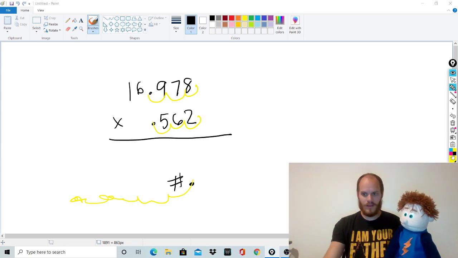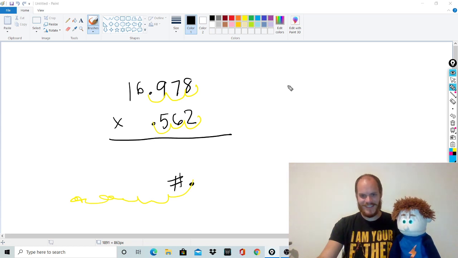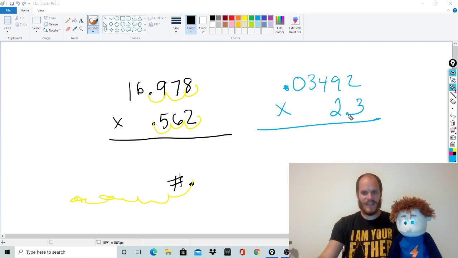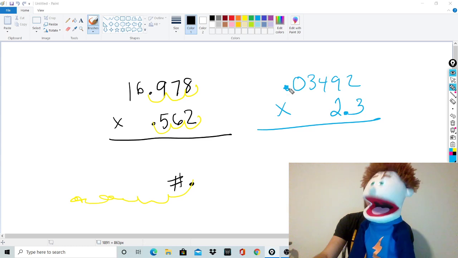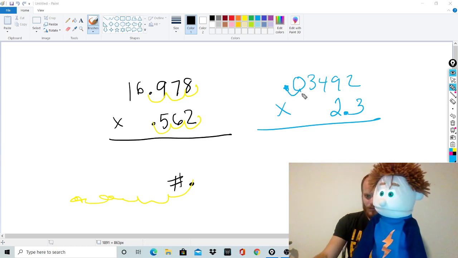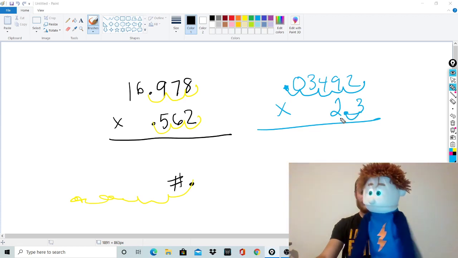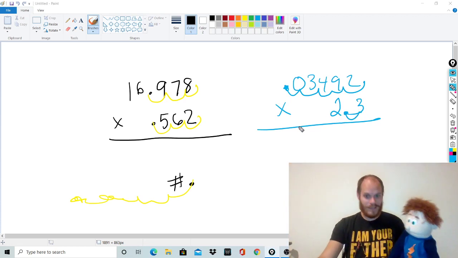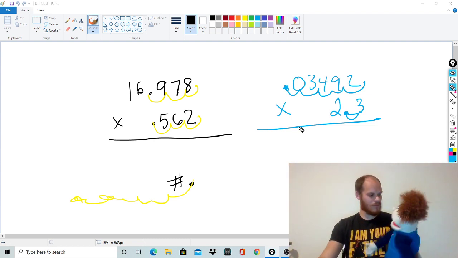Let's do one more. Okay, I got this. All right, let's do 0.03492 times 2.3. How many times am I going to move that decimal at the end, Tommy? Let's see. So, 1, 2, 3. Let me do that for you. Yes, please. How many? 6. It's 6, exactly. Does that help, Tommy? Oh, man, that makes it so much easier. Yeah, I like that.